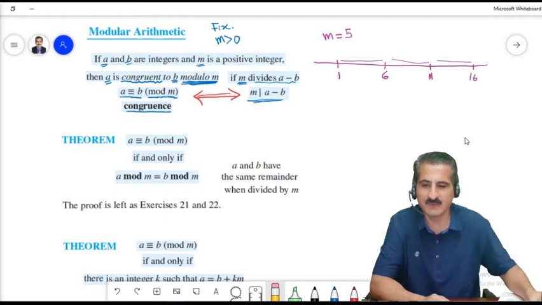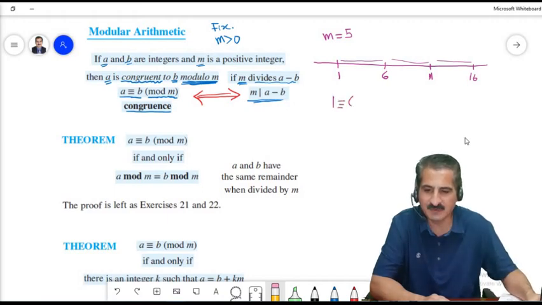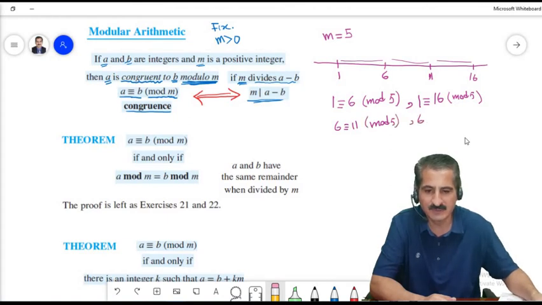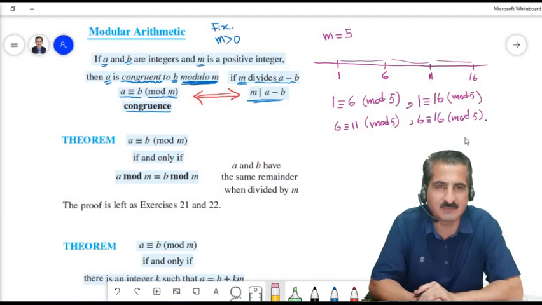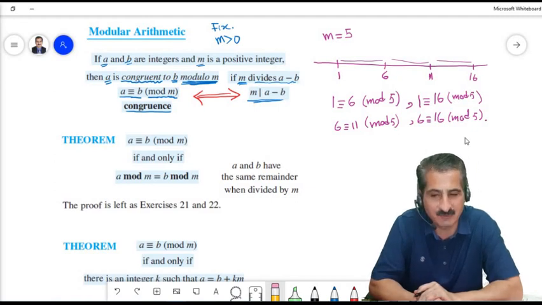Good. Now I can see here 1 is congruent to 6. I will use parentheses here, modulo 5. So we are using parentheses. I will say also 1 is congruent to 16, modulo 5. I will say also 6 is congruent to 11, modulo 5. Or 6 is congruent to 16, modulo 5. Simply because the distance between any of these two integers is a multiple of 5.